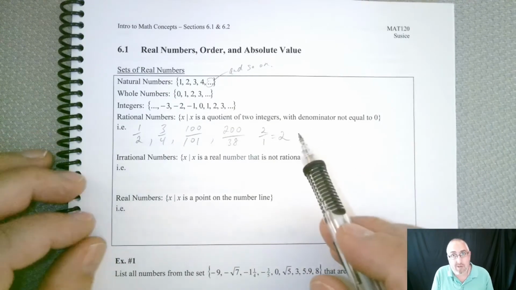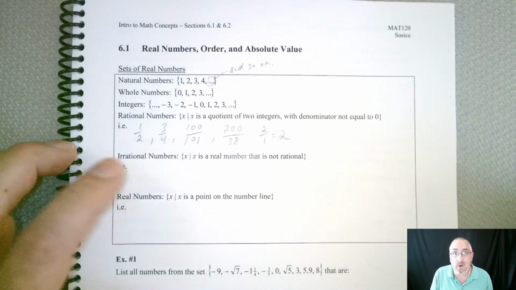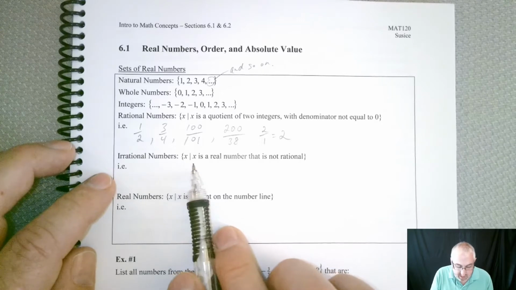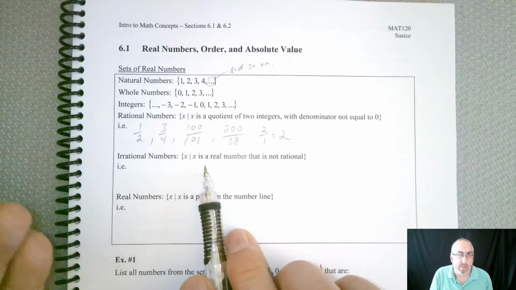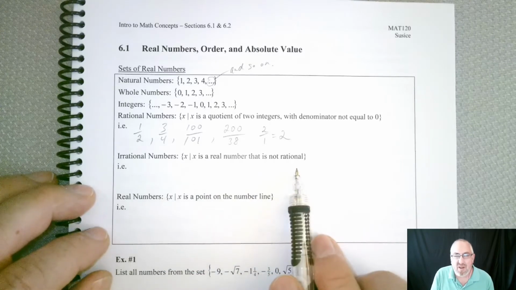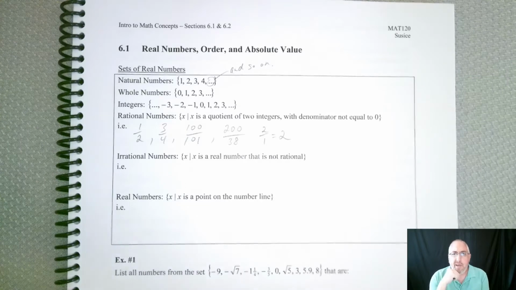So after the rationals, now we're going to look at a whole other realm of numbers that are going to be irrational. So if they're irrational, this means that it's a real number as opposed to a false number that is not rational. So now the question is, what numbers could that be?